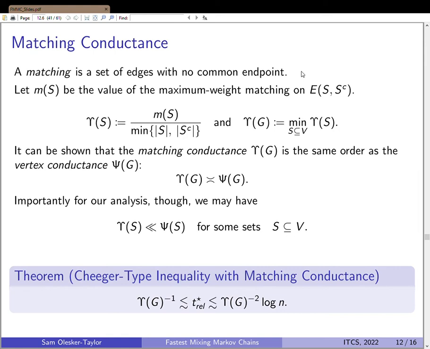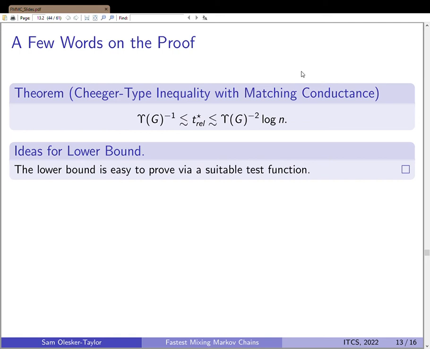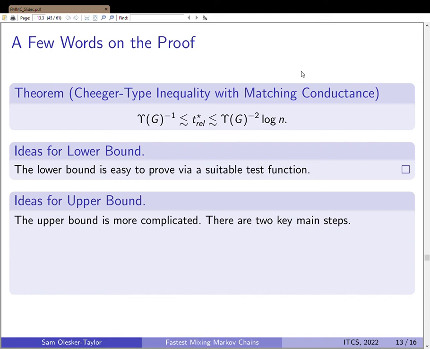I just wanted to say a very few words on the proof. The lower bound you just do via a test function, which is a fairly common way. But the upper bound is a bit more complicated. There are two main steps, and if you're familiar with how proofs of Cheeger-like constants go, the steps perhaps won't be super surprising to you, but they're still difficult to do.